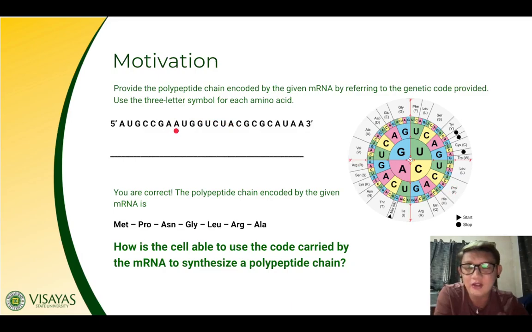So you do that also for the rest of the codons. UAA does not specify a particular amino acid because UAA is a stop codon. Okay, so you have already learned that in your genetics. So the question here is, how is the cell able to use the code that is carried by the messenger RNA to synthesize this polypeptide chain? So we will be discussing the molecular details of this process.